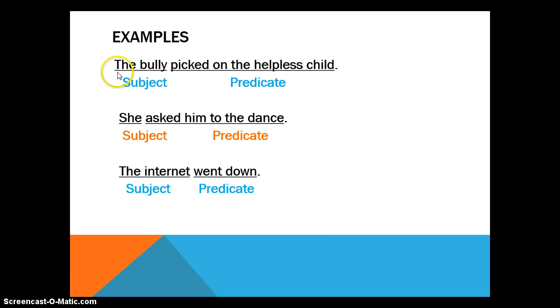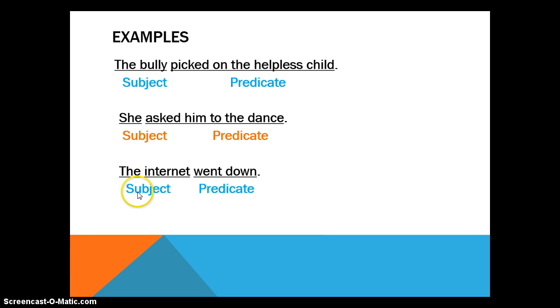Some other examples. The bully picked on the helpless child. The bully is the subject, and the predicate is picked on the helpless child because this is what the bully did. She asked him to the dance. She is the subject, and what did she do? She asked him to go to the dance with her. She is the subject. Asked him to the dance is the predicate.